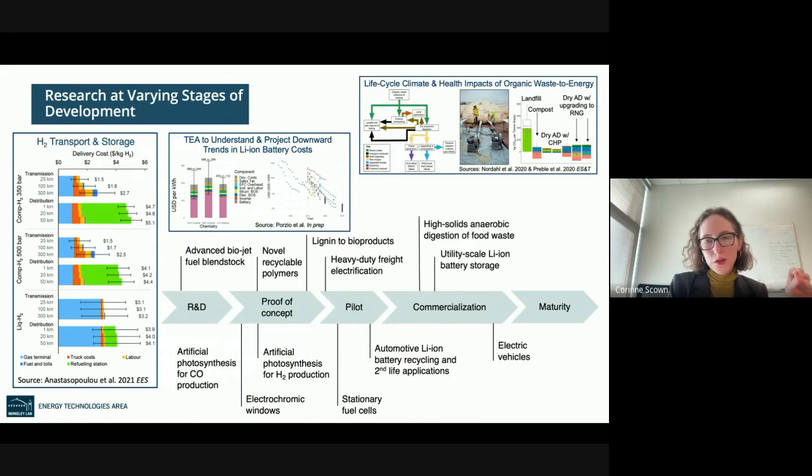We do a little bit less on the side where something is fully mature, unless we think it could change. But we work along this continuum.